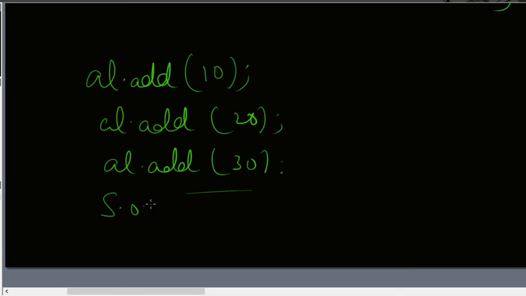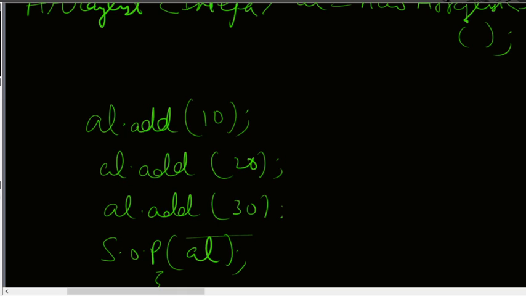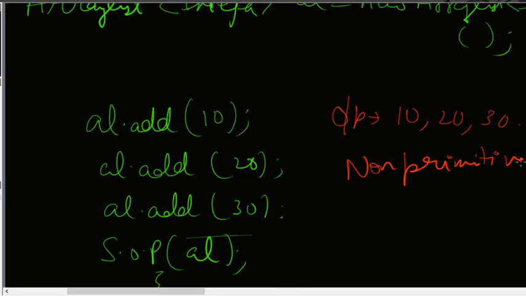When I write System.out.println(al), what will be the output? The output will be 10, 20 and 30. One thing we need to remember is that the array list should always be created of a non-primitive data type.